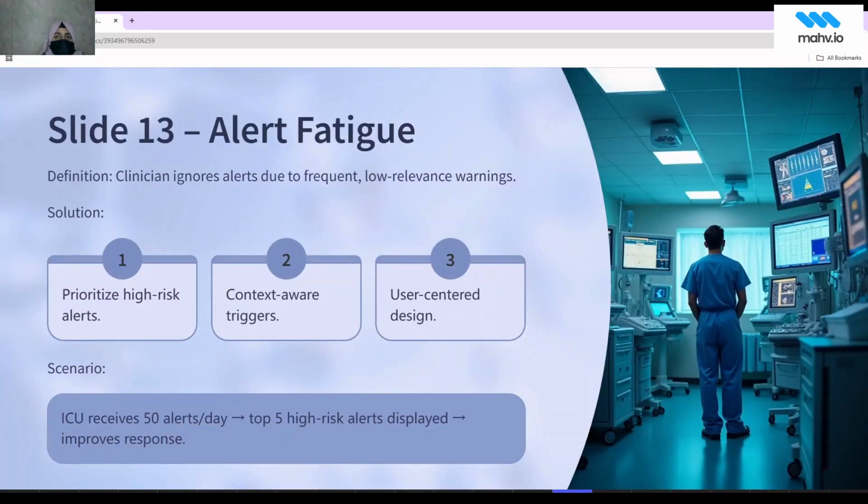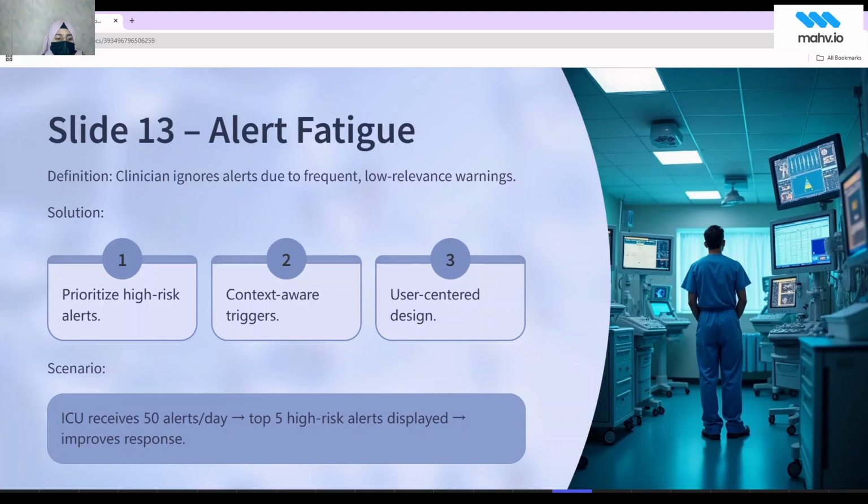Now alert fatigue. The clinician ignores the alert, for example due to frequent low-relevance warnings. The solution is to prioritize the high-risk alerts; there may be a category for high risk and low risk. Clinicians ignore alerts that may be low risk, and that is why they also ignore alerts that cause severe problems. So how do we resolve that problem? Prioritize high-risk alerts, context-aware triggers, and user-centered design.